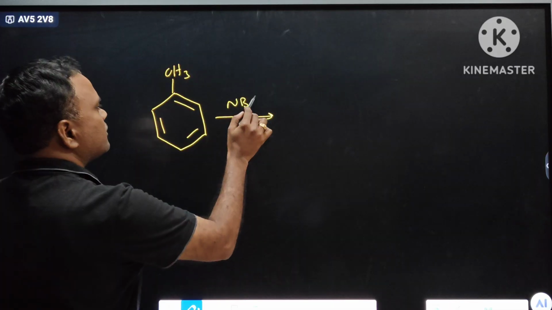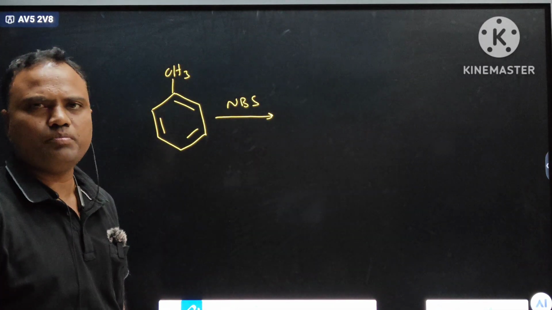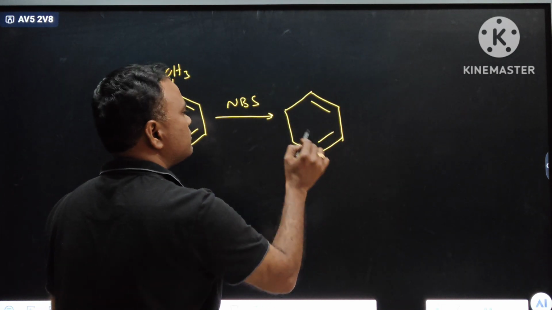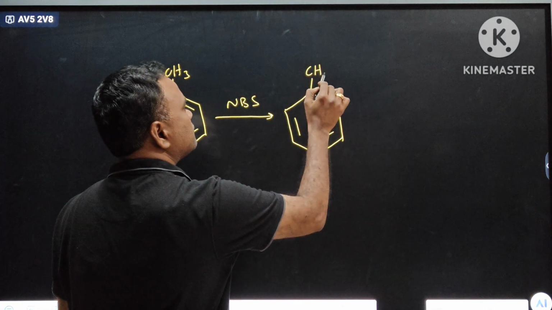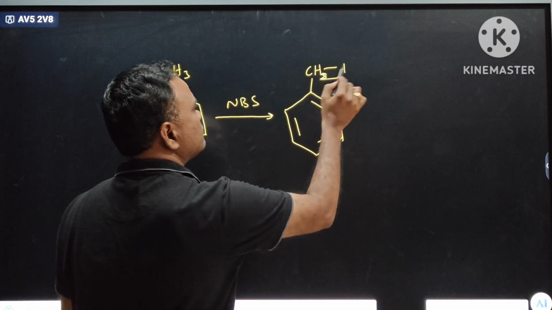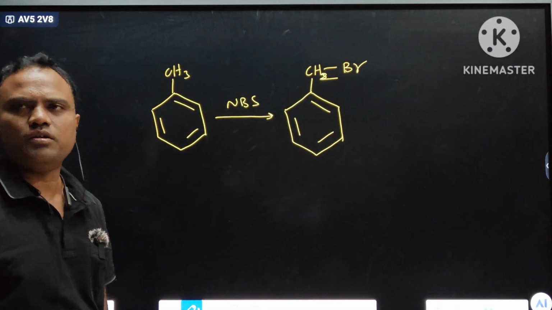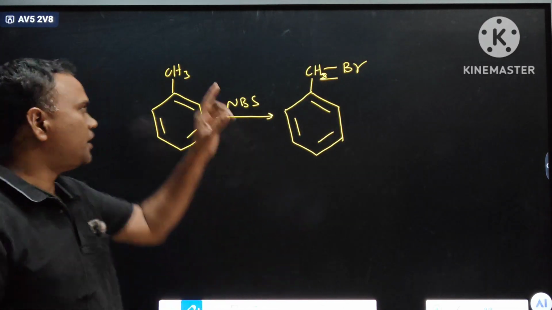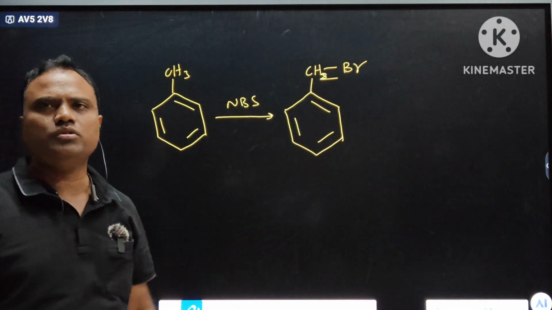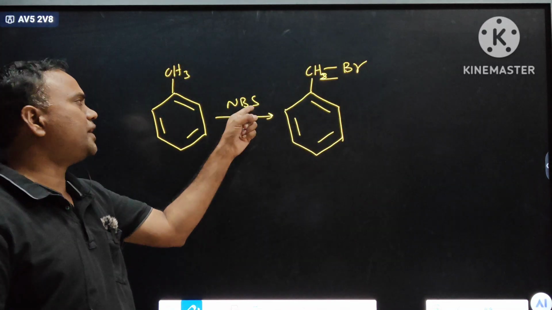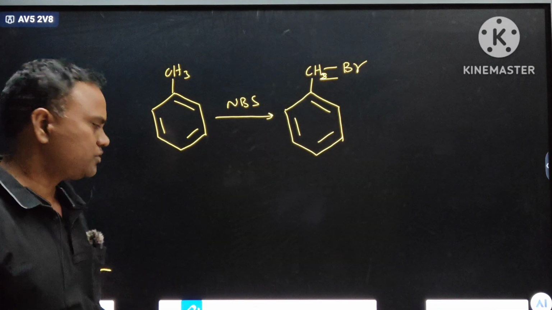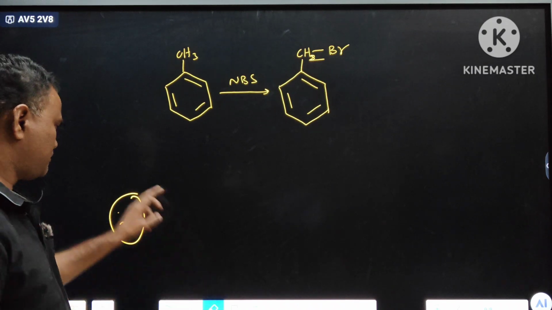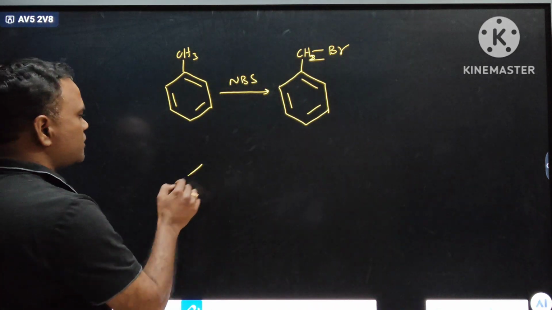Benzylic. NBS is also used to do benzylic bromination, benzylic halogenation. In the benzylic position, CH2Br, bromine will come. Same mechanism. Br radical will come, and from the benzylic position, H dot will go. You will get radical here. To that radical, Br radical will add. Right? Next.